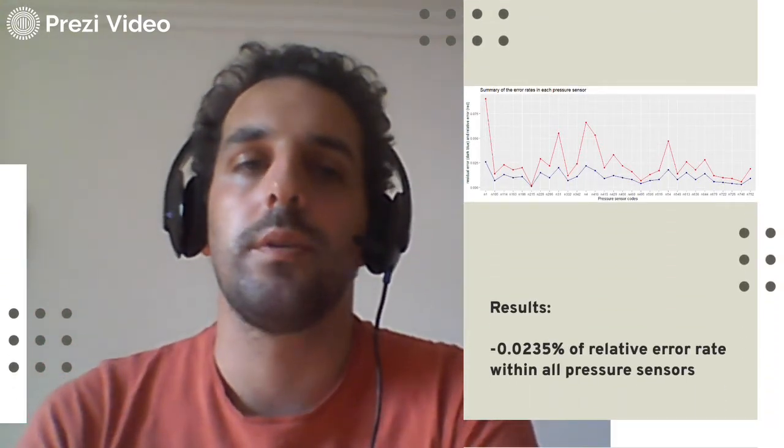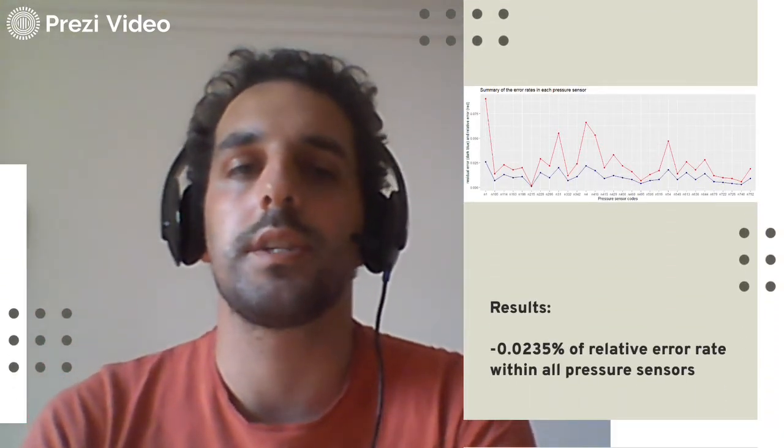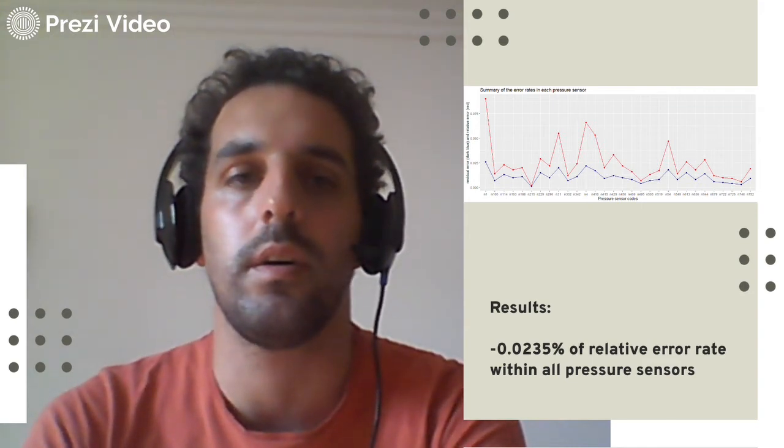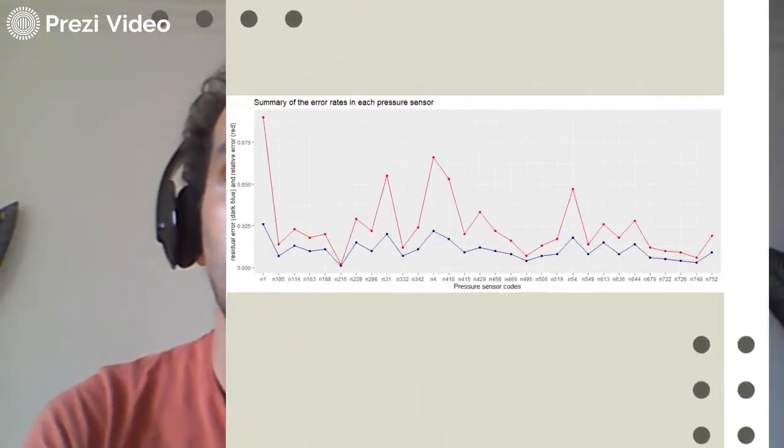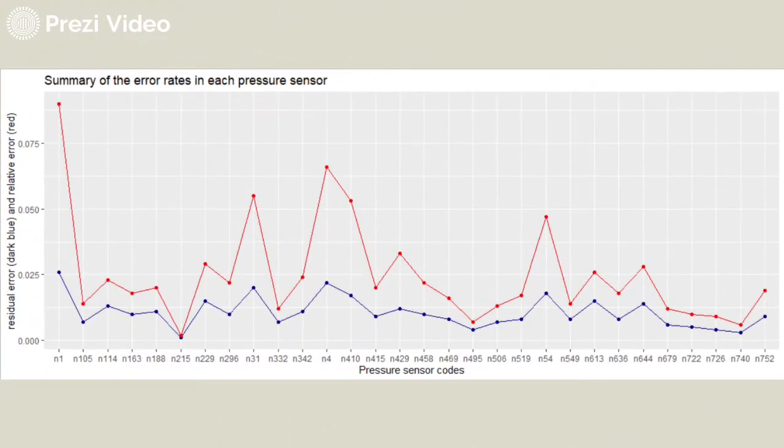As a final result, the decision trees have a very robust prediction with only 0.02 of relative error rate. Here are the breakdown results for each water level sensor, where pressure sensor, where the blue line is the residual error, whereas the red is the percentage. So we can see that it has some randomness. It is more accurate in some pressure sensors than in some others.